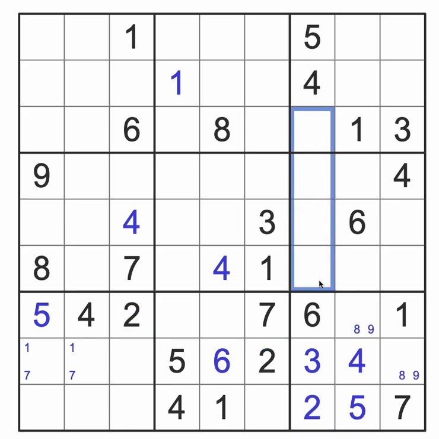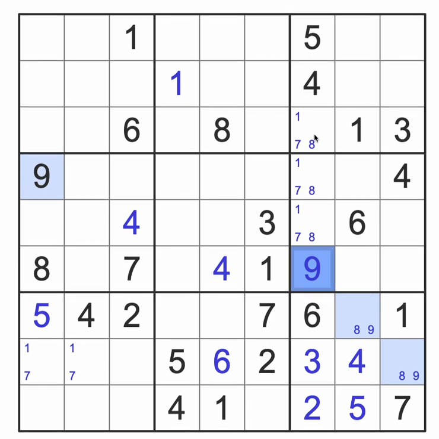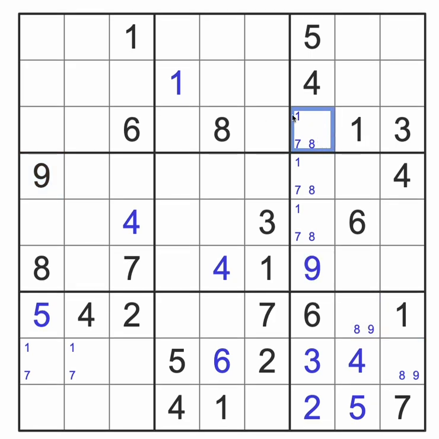Right, now I'm looking at this column. It's missing 1, 7, 8, 9. I usually don't put four numbers as markings, but in this case, I can clean them up nicely. So here's this cell, which is blocked by 1, 7, 8. So this is 9, and this cell is blocked by 1 and 8. So this is 7. Now I have 1, 8 double.